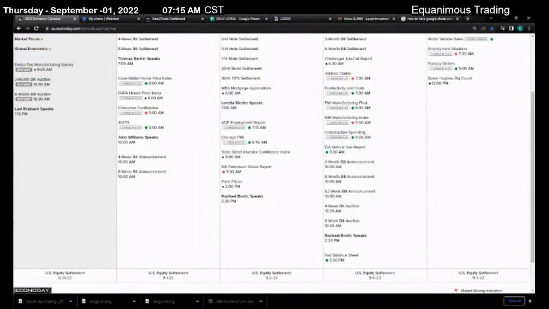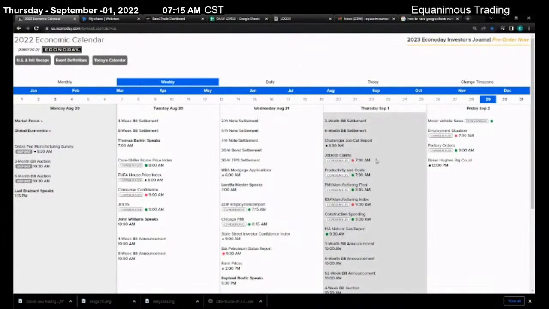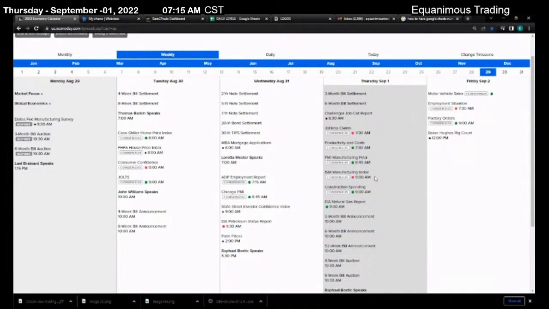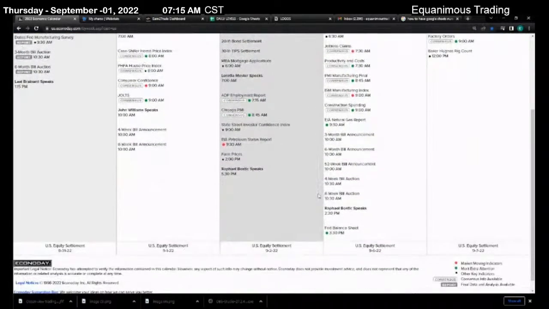All right, here's the economic news for today. We are looking at Thursday, September 1, brand new month. So 7:30, we've got jobless claims, should move the markets, productivity and costs, PMI manufacturing and final. 9 a.m., there's the ISM manufacturing index, which may or may not move the market. 10 o'clock, we've got a couple of bill announcements. 10:30, 4-week bill auction. It's just good to keep in mind what's going on the day.